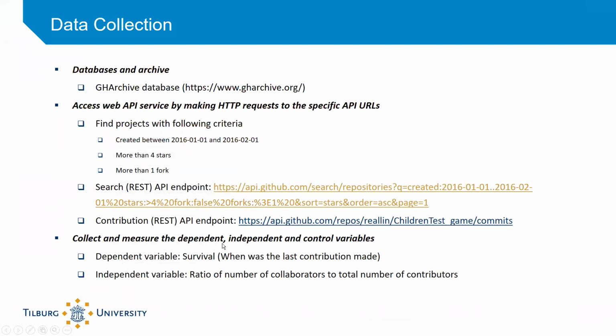Suppose for individual data, you find that there is a confounding factor, the number of contributions made to the project, which is a very important confounding factor. Then I can collect it by using another API endpoint, which looks like this. So in our case, the dependent variable is survival, and I measure it by studying when the last contribution was made. And the independent variable is the ratio of the number of contributors who are core to the total number of contributors.